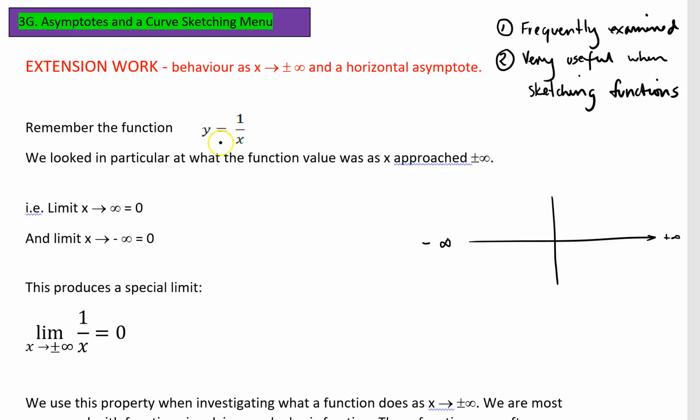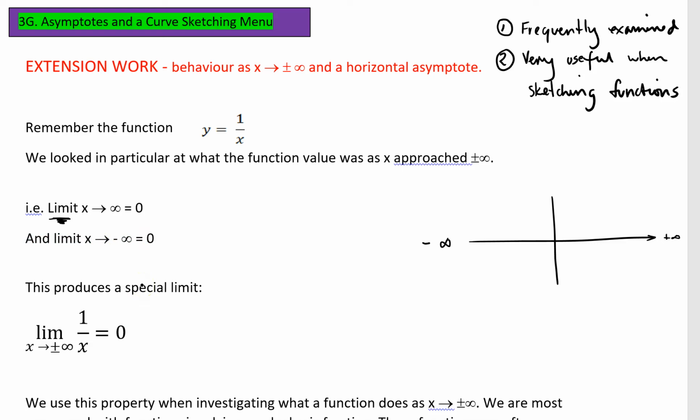Now you know that previously we looked at the function y equals 1 on x, that was your hyperbola. And in particular, we looked at as x approached plus infinity. So as x is getting bigger and bigger, x being in the denominator, you know that your fraction is actually getting smaller and smaller, and we introduce this concept of a limit. As x approaches plus infinity, y is getting closer and closer to 0. And the limit as x approaches negative infinity was also 0.